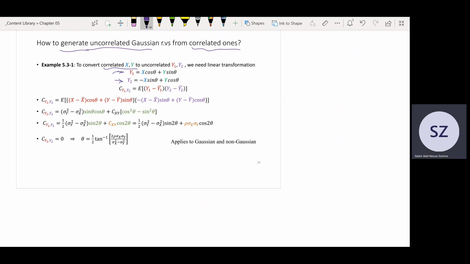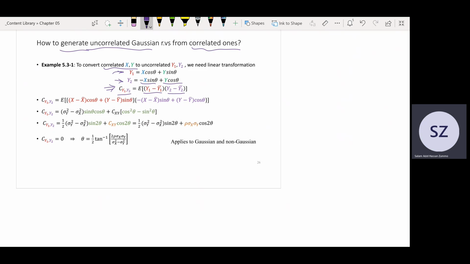So what does this look like? Y1 will be a linear combination of X and Y. And Y2 will be minus X sine theta plus Y cosine theta. And we would like to find the covariance between Y1 and Y2.